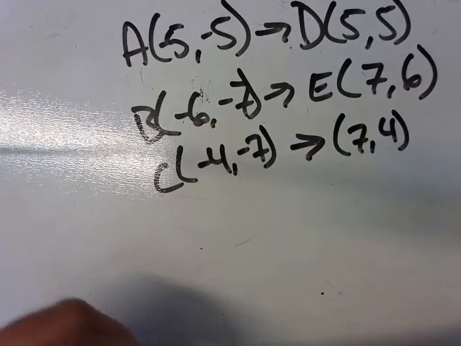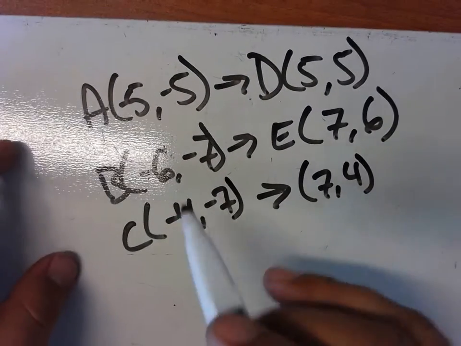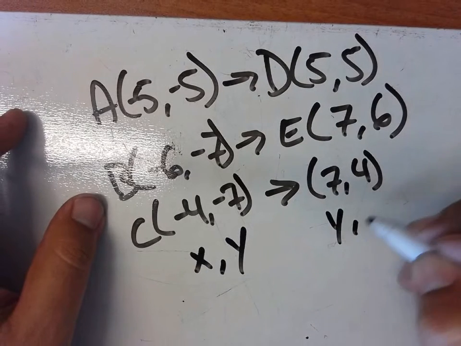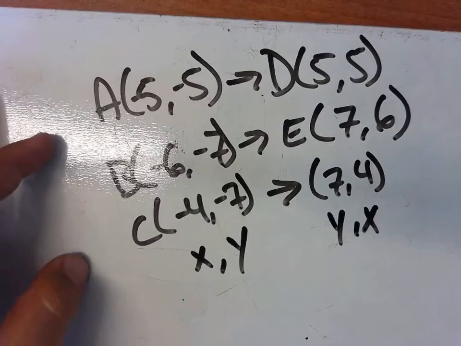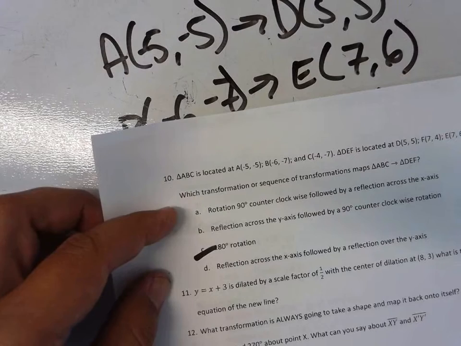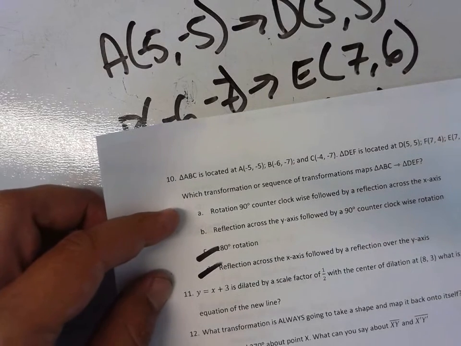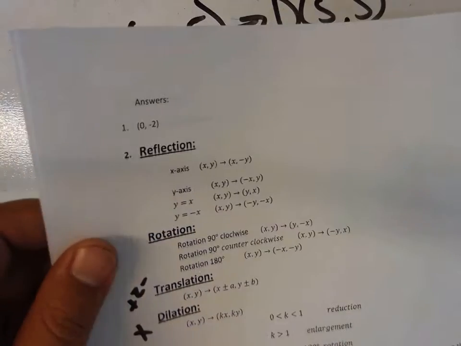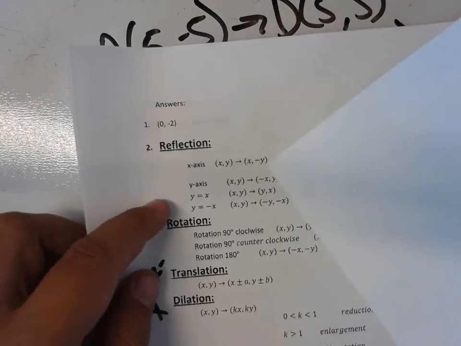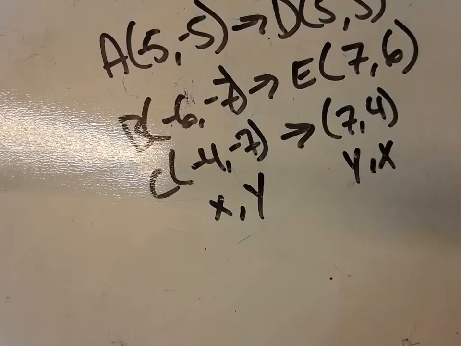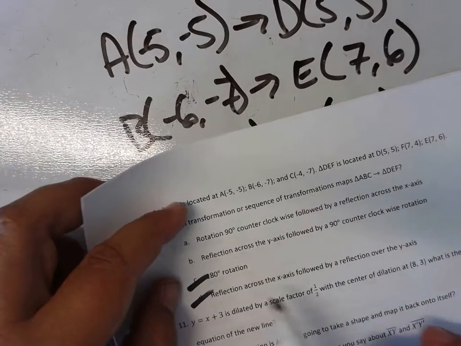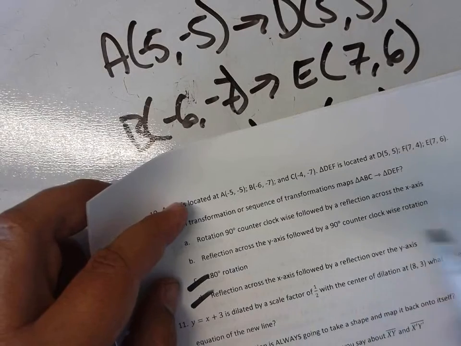If you look at these, you can't really tell by A, but B and C, if I did X, Y, it turns into YX. So I need things that change the order again. 180 degrees does not change the order. Reflection across the X and reflection across the Y does not change the order. 180 degrees keeps it, only changes the sign. And we already talked about X and Y. Only changes the signs. So we have a rotation 90 degrees counterclockwise, rotation 90 degrees counterclockwise, so we're good.